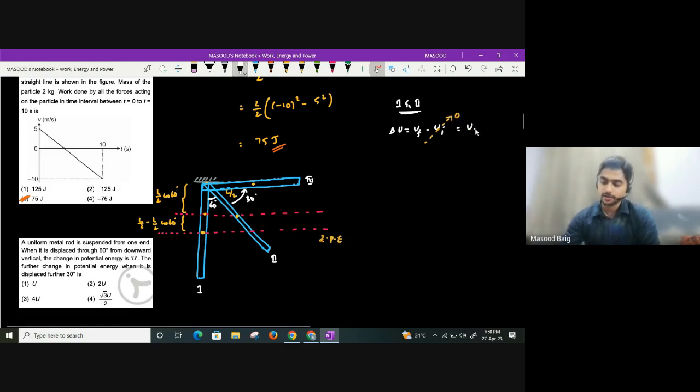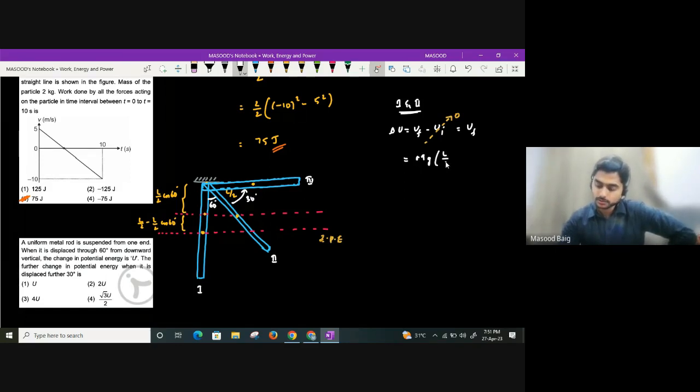This will be final potential energy. What is final potential energy? Is this point lying at a certain height above zero potential energy level? Yes. So what will I get? mg into L by 2 minus L by 2 cos 60. So what will this be? mg into L by 2, you can take common, 1 minus cos 60. Cos 60, you know it is 1 by 2. I'll get this as mgL divided by 4.